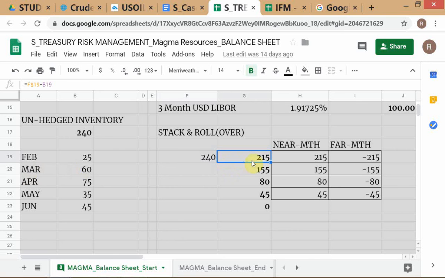Remember the transaction that you do to roll over into March. This is where the roll part of it comes. The stacking is over here and the rolling comes from here. The 25 in Feb rolls off, but you still have 215 left, and you can't keep it in Feb because that's expiring. So you roll it into March. You're already long Feb. You want to have 0 position in Feb and a long position of 215 in March. So you will sell and buy Feb March.